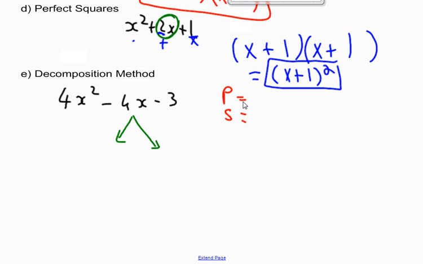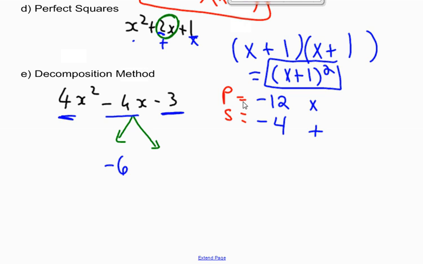So we use decomposition. In our heads, we think, okay, we're going to take the product, which is going to be our negative 3 times the coefficient of x squared, or 4 times negative 3 gives us negative 12. Then our sum is always going to be the coefficient of x here, so negative 4. So in our heads, we're thinking what two numbers multiply to negative 12, hence product, and what two numbers add to negative 4.